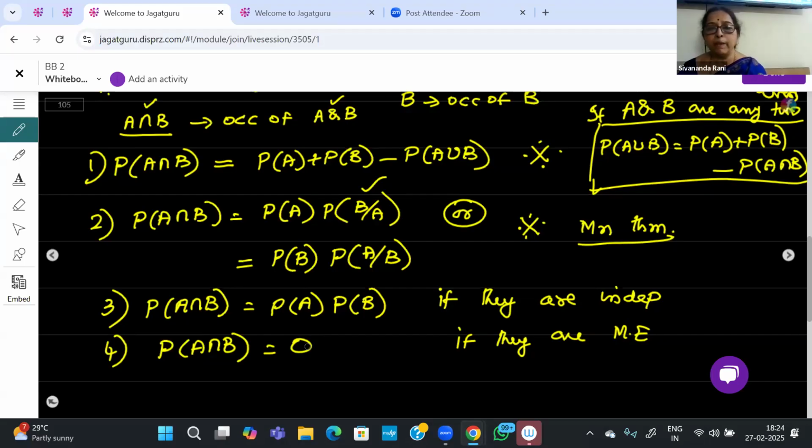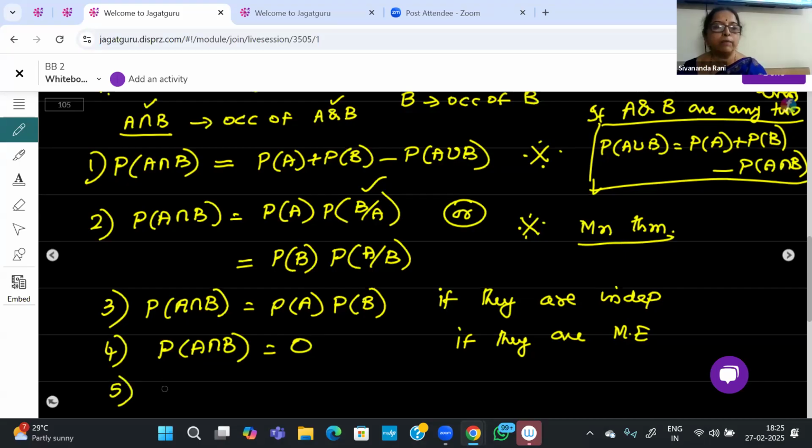Because independence and mutual exclusiveness are different characteristics altogether. One doesn't imply the other, right? They are independent attributes, and therefore we should investigate separately only. If they are independent, it will be the product of their probabilities. If they are mutually exclusive, the probability will be 0.